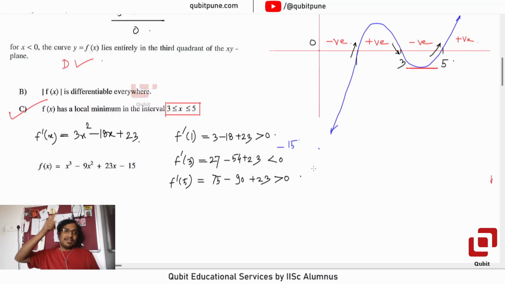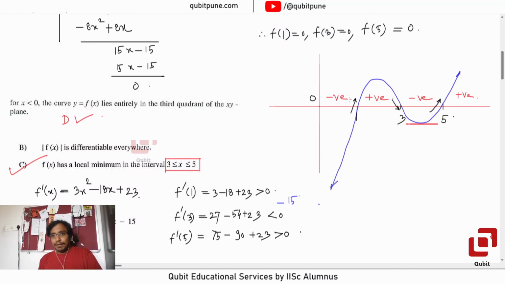Now what needs to be decided is whether option B is right or wrong. Here they are saying mod of f of x is differentiable. Now look here, the graph of mod f of x will actually be the mirror image of the graph of f of x when f of x is negative, correct? So if I were to sketch the graph of mod f of x, I will have a sharp corner here.